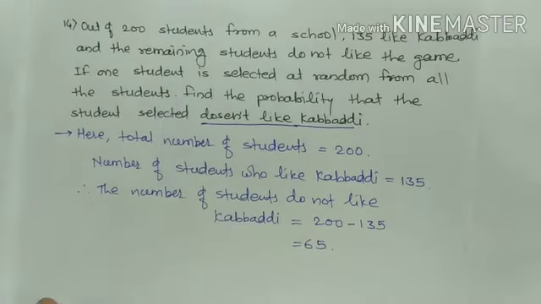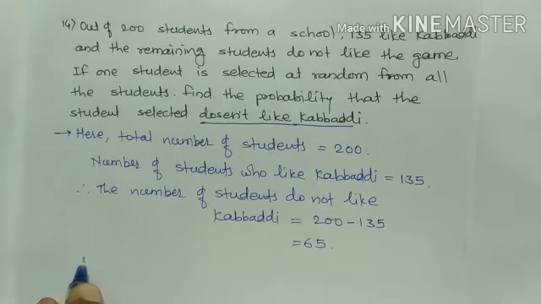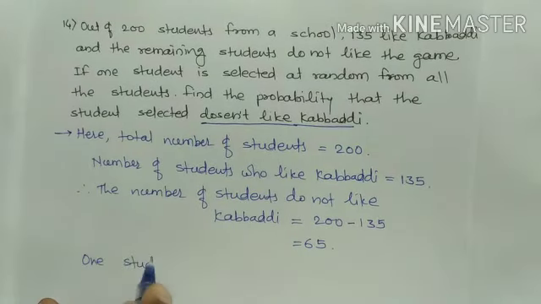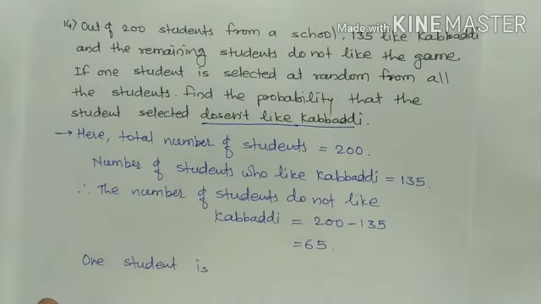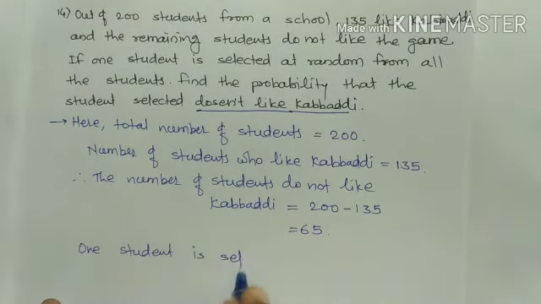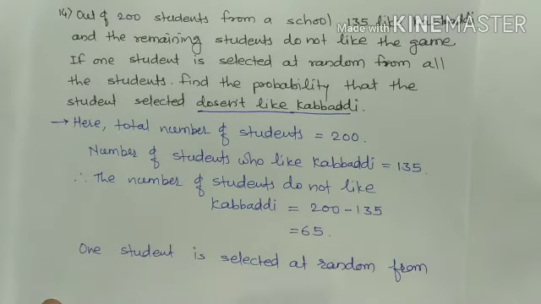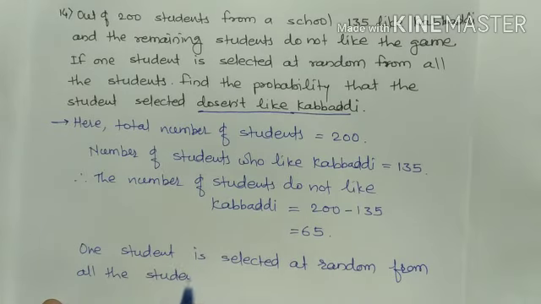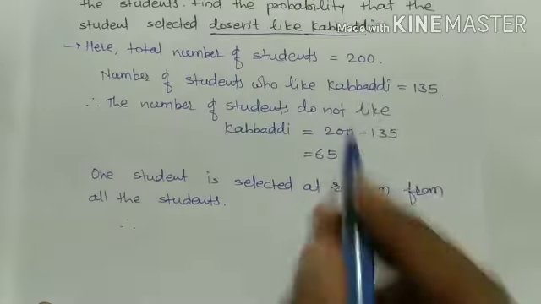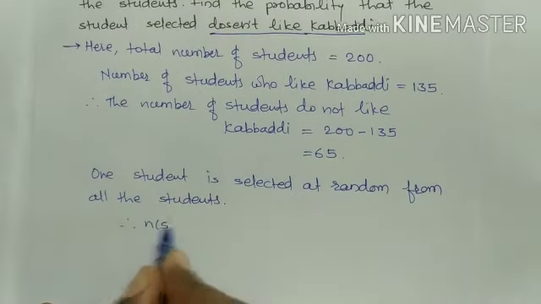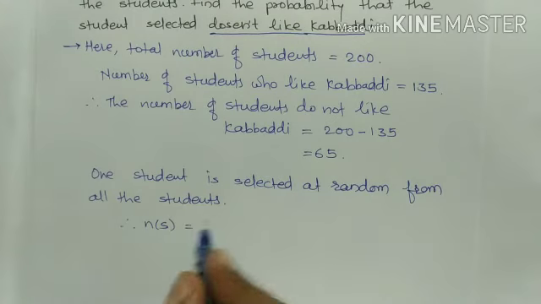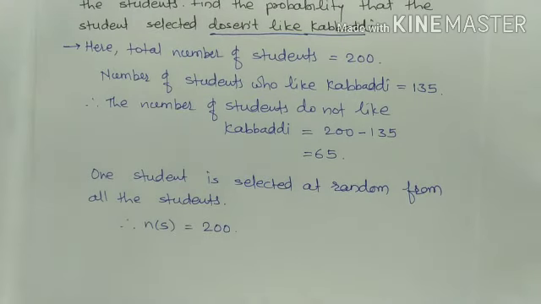Here one student is selected at random from all the students. This is the random experiment. Here if one student is selected at random from all the students, therefore how many all students are there, see, these are 200. Therefore the number of sample points in the sample space equals 200.